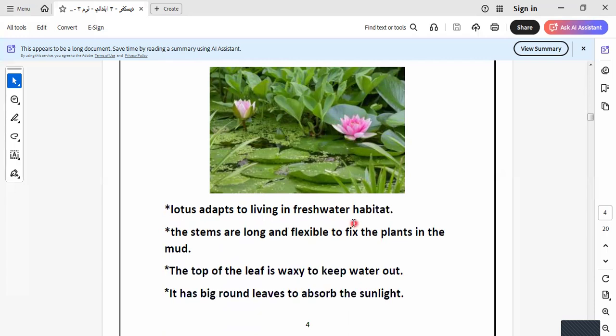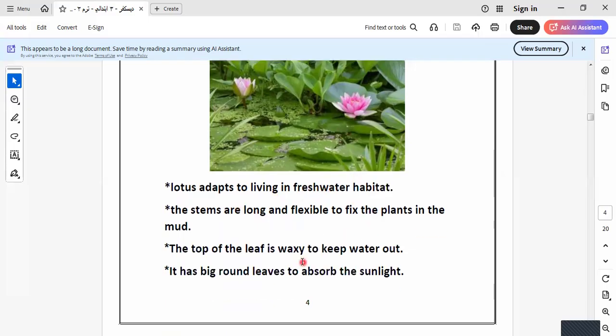Water lily adapts to living in fresh water. Lotus or water lily lives in fresh water habitat. The stems are long and flexible. Long and flexible. Why? To fix the plant in the mud. This is the mud. Okay.